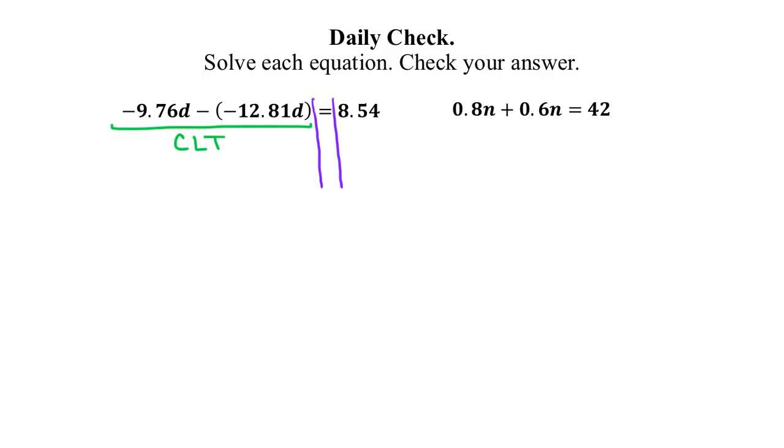When we combine like terms, let's kind of relate this back to that exponents unit. When we're adding and subtracting and combining like terms, we do not change the variable. We focus on the coefficient. The negative 9.76 minus a negative 12.81. What do you get when you combine that?